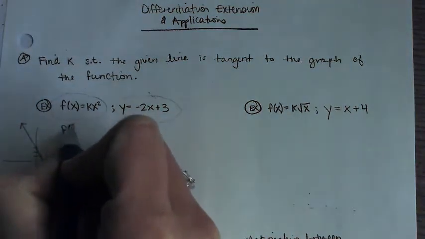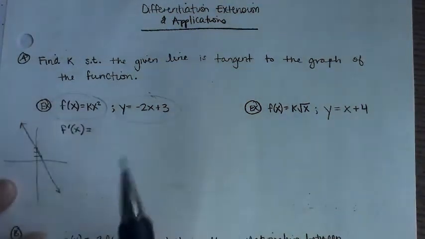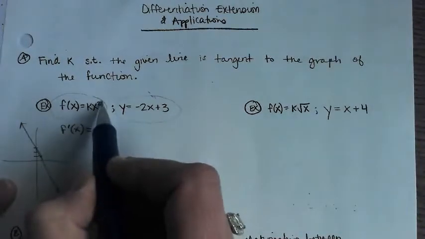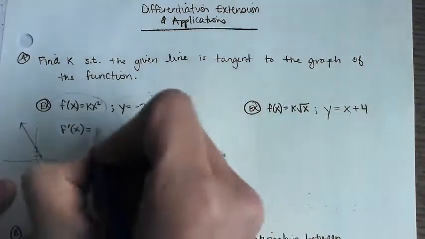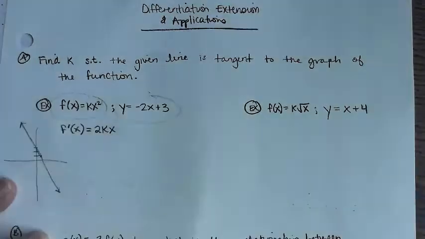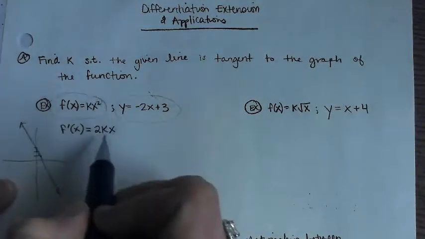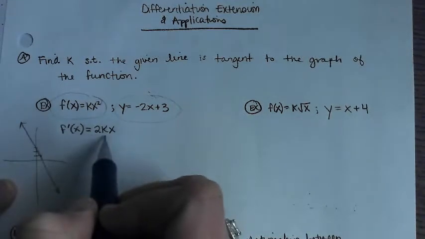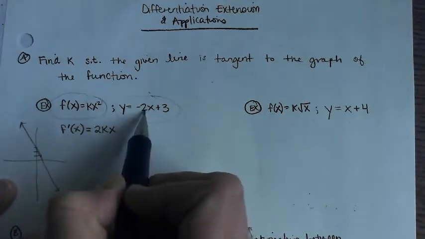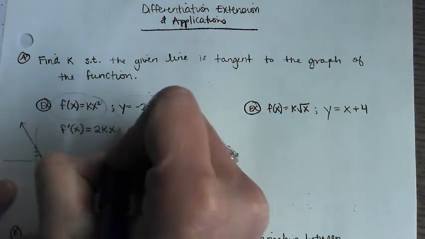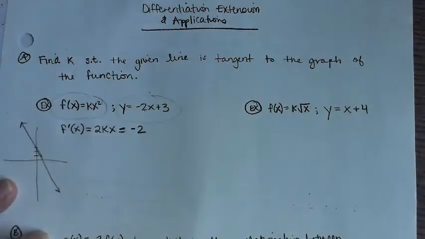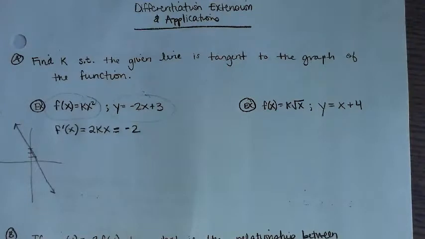So if you find your derivative of the function, which is going to use the power rule, you're going to bring your 2 out in front, yes? So it would be 2kx, yes? You want that slope, 2kx, to equal the slope of your tangent line, which is -2. And if you solve that for k, how are you?